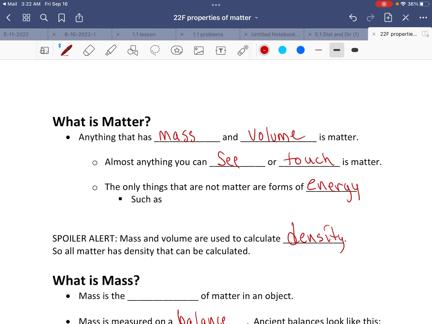And so you can feel free to pause and go back at any time, because it's a video for you to watch. We're looking at properties of matter today.